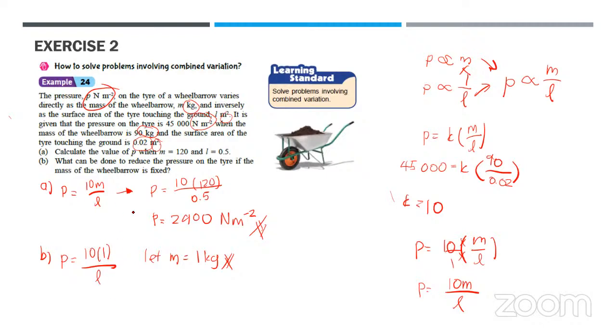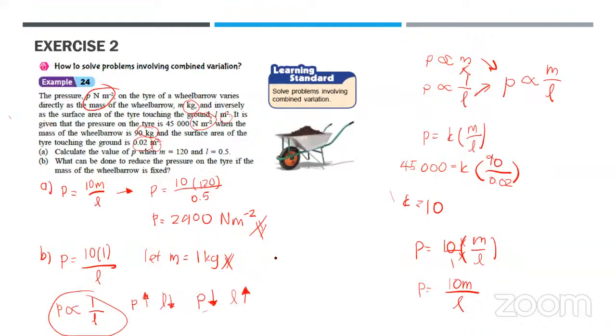Now we're going to apply a bit of our knowledge of inverse variation to find out what can be done to reduce the pressure on the tire. As we found out just now, P is inversely varied to 1 over L. So that means when P increases, L decreases. So to decrease the pressure on the tire, according to what we learned just now, if P wants to decrease, then L has to increase.